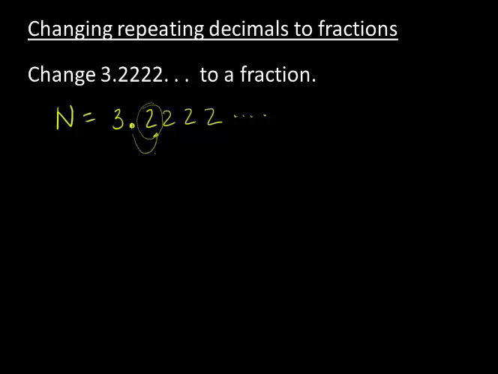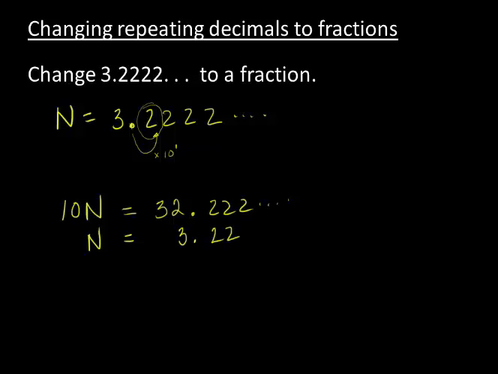I know I'm going to multiply that by 10 to the 1, or 10, to move the decimal point past the first repeating block of digits. Now, I'm not going to write up here on that number. I'm going to write 10n, a new sentence. 10n is 32.222 repeating.